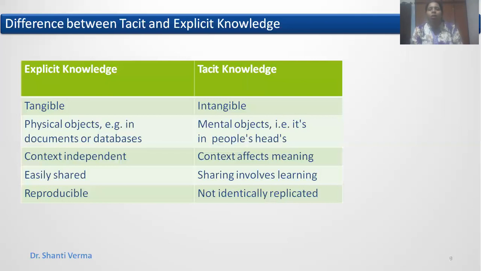Explicit knowledge is context independent, while tacit knowledge is context dependent, meaning context affects meaning. Explicit knowledge, as you can see, is stored in documents or databases, meaning it is easily shared, while tacit knowledge sharing involves some learning. Explicit knowledge is reproducible, while tacit knowledge is not identically replicated.